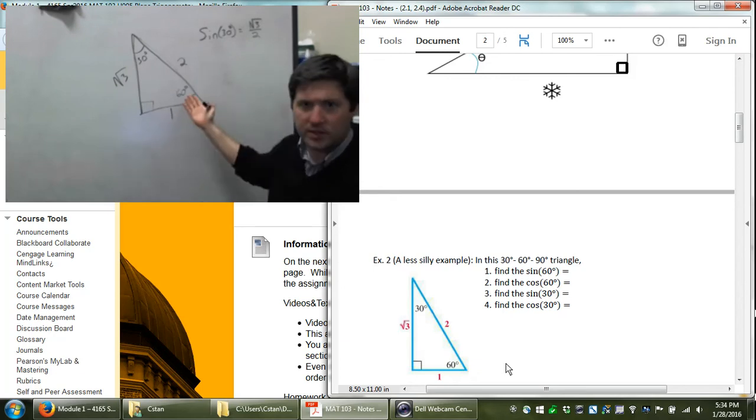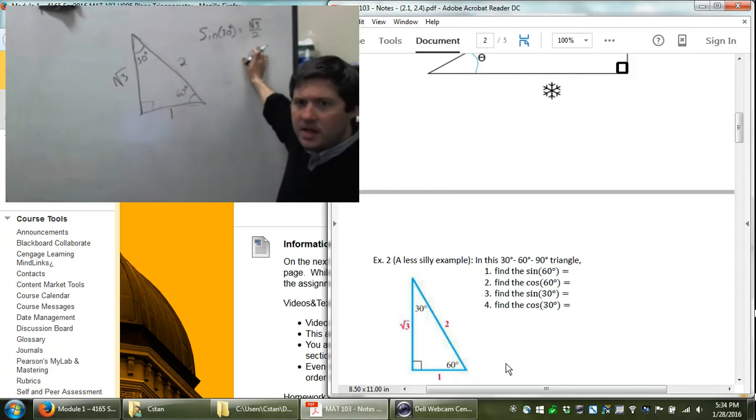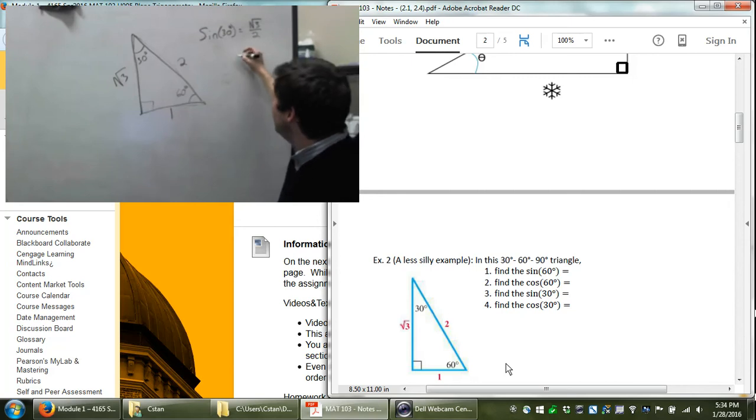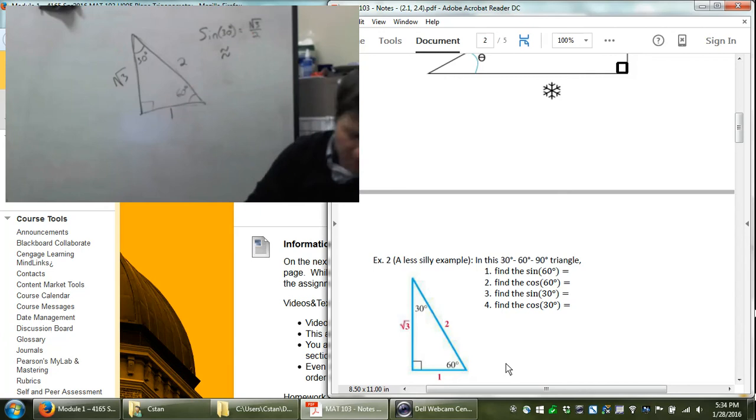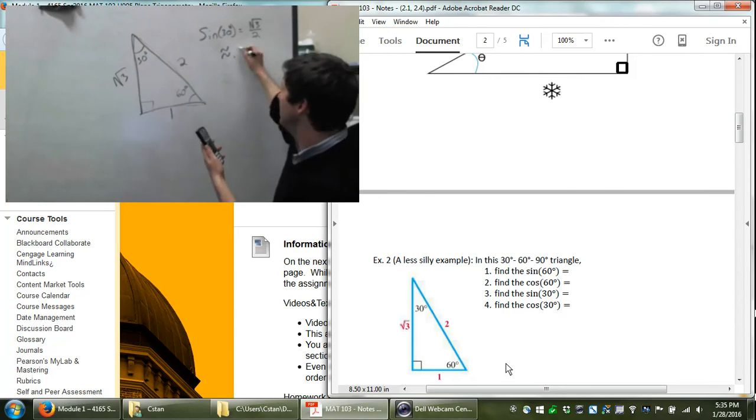Okay, so let's get on with the actual question. Find the sine of 60 degrees. Sine means I take the opposite side and divide it by the hypotenuse. So in our case, my opposite side is square root of 3, my hypotenuse is 2, so that's easy enough. Sine of 60 degrees is equal to square root of 3 divided by 2. Pretty easy, right?